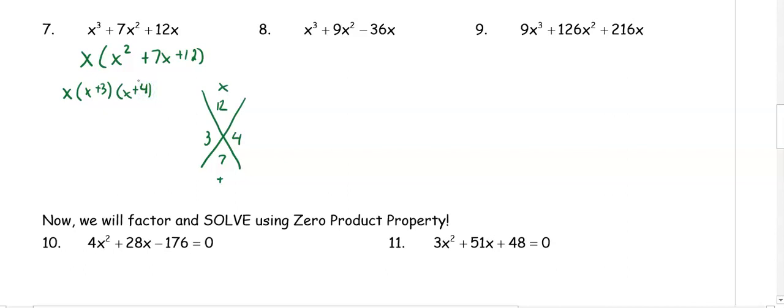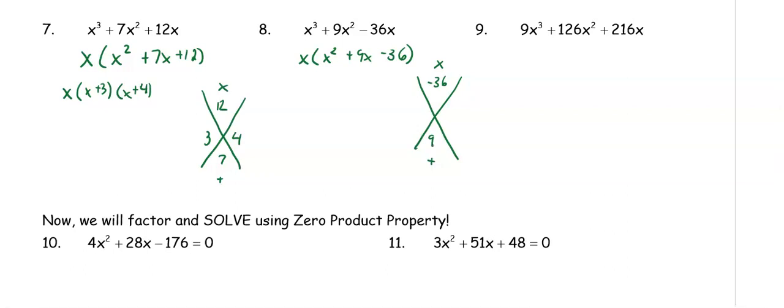In number 8, we have x cubed plus 9x squared minus 36x. We need to become an x squared, so we're going to take an x as a GCF out. So everything decreases, so it's x squared plus 9x minus 36. So we need two numbers that multiply to negative 36 and add to 9. So we're looking for one of each sign. So those numbers would be 12 and 3. And we want 12 to be positive because we're adding to a positive number. So we would have x times x plus 12 times x minus 3.